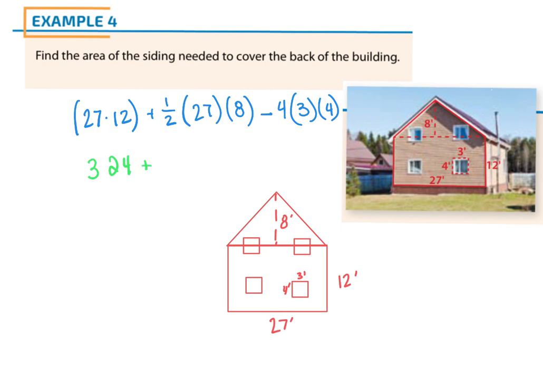Your triangle is going to be 108. And then your 4 rectangles are going to be 48. So when you do all of that, the amount of siding you need is 384. This represents feet, right? 1 dash is feet, 2 dashes inches. So this is 384 square feet.